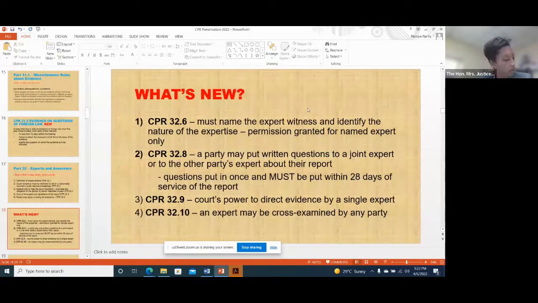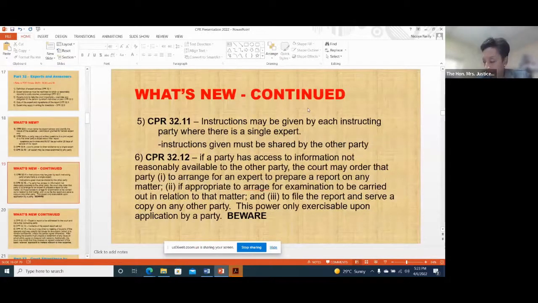Cross-examination, I've already dealt with 32.9. An expert may be cross-examined by any party, that is at 32.10. 32.11, instructions to be shared. Instructions may be given by each instructing party where there's a single expert. So now what has happened is the court has said, you don't get two, you get one expert. And so claimant and defendant must share the instructions that they are giving to the expert. And I believe there's a provision that there's a penalty if you do not share. Let me point that out as well, because that's worth noting.